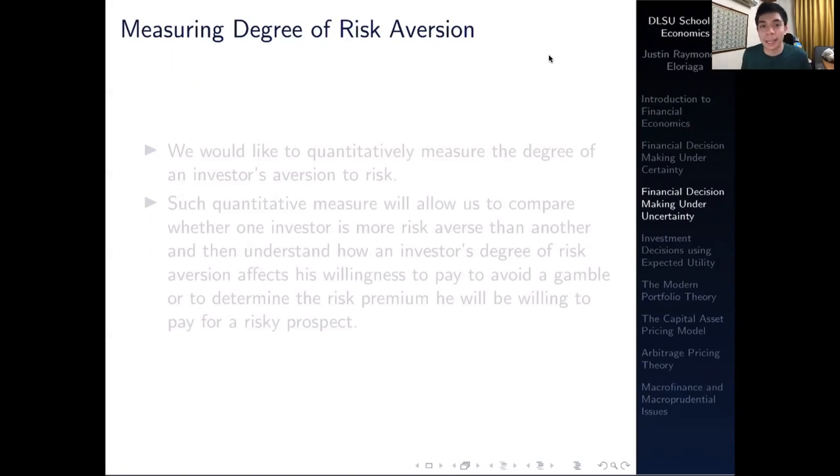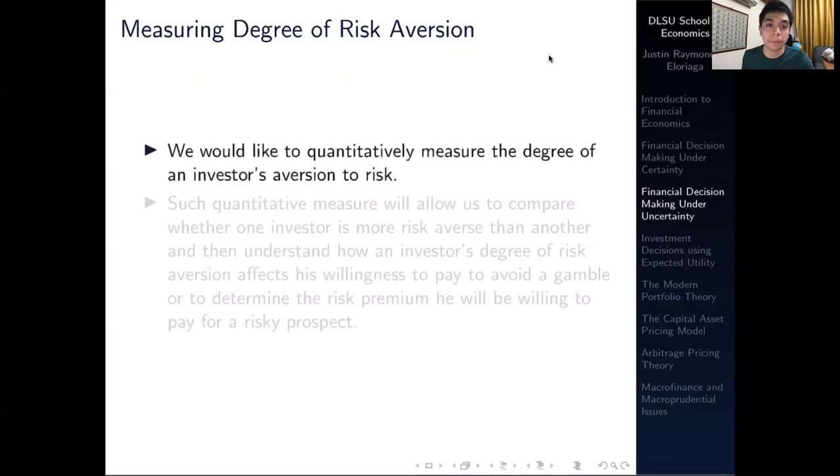So what's this desire to measure risk aversion? Well, of course, we would want to quantitatively measure the degree of an individual or an investor's aversion to risk. We all know that investors may not have the exact same risk profile as other investors. And essentially what I would want to do, even as an investor, more importantly as an insurance company, is accurately measure the degree of risk aversion of a particular individual.